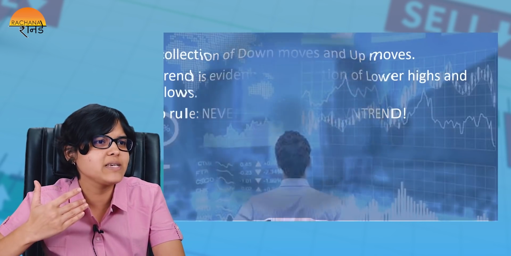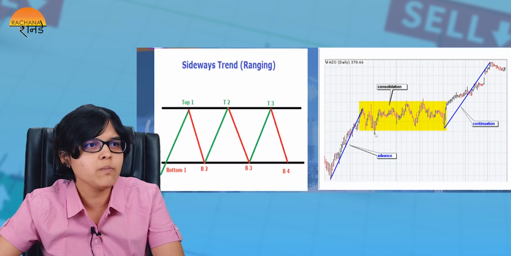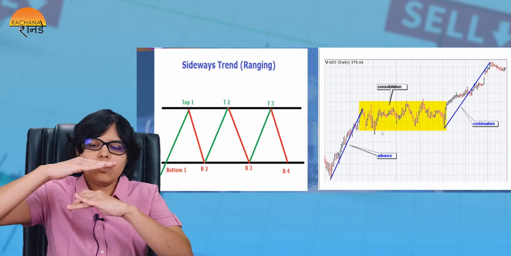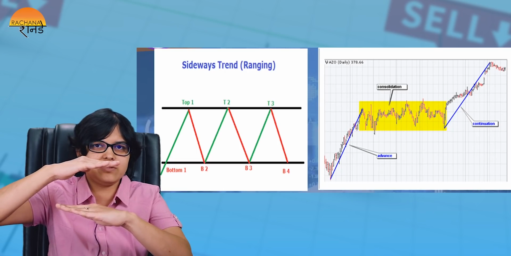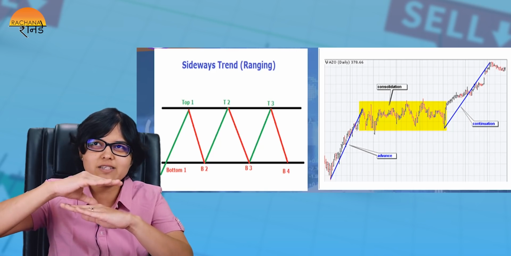I hope uptrend, downtrend both clear. Now let's move on to a sideways trend. Now what's a sideways trend? Yeah, you can see here, this is a sideways trend. So it's like your down move and your up move is restricted. Whatever you want to jump, you can jump between these two lines. Okay, that's like a sideways trend.